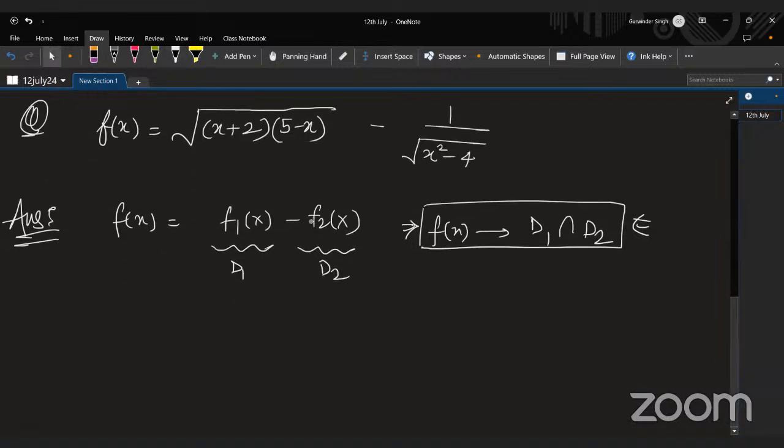So tell me, the first one we will go through. The first one we will do first. So I will write here f1. I am handling f1 of x first. So f1 of x is what? Under root of x plus 2 into 5 minus x. So tell me, first of all, which rule will apply here.